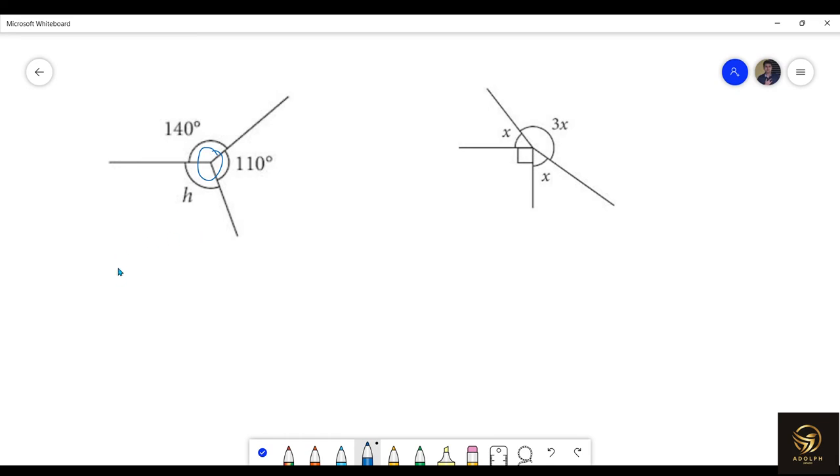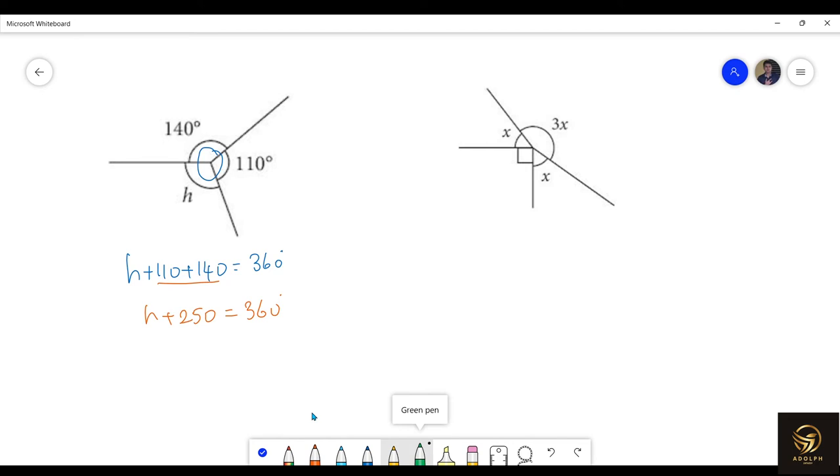So here, as usual, we just have to write the equation. It's going to be h plus 110 plus 140, and we have to equate it with 360 because the second property, angle around a point, is 360 degrees. This total value will be equal to 360. So the same words I'm using, I'm just replacing with math symbols. So the second step is I have to add the like terms, 110 and 140. If I add it, I'm getting 250 equals 360.